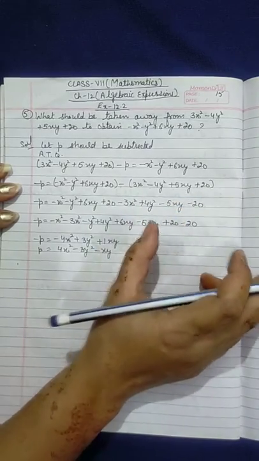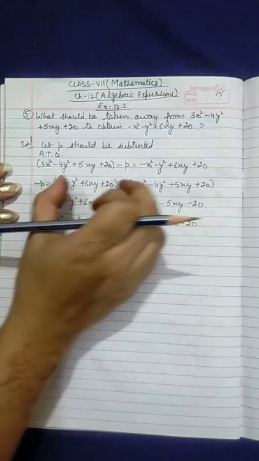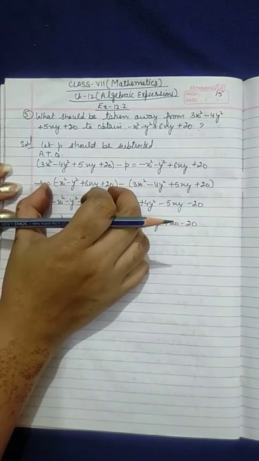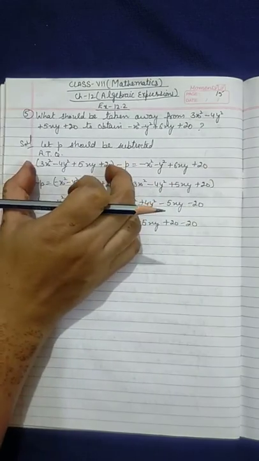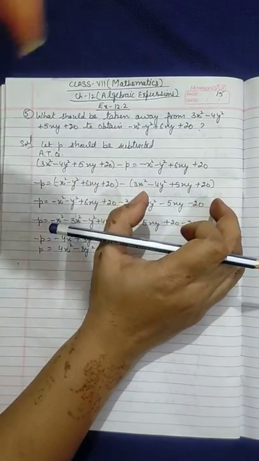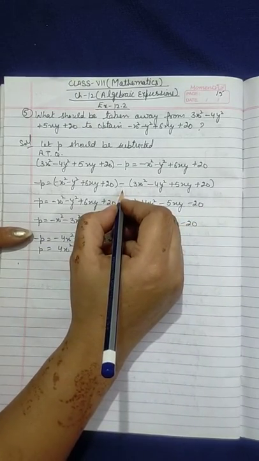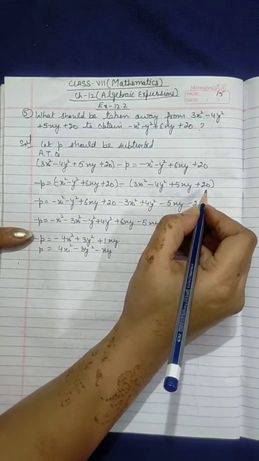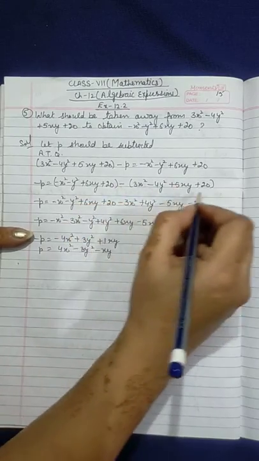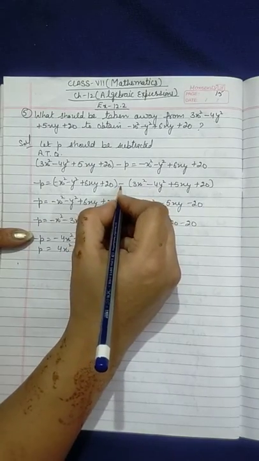And just remember one thing: when you take this expression to the other side, it will always be written at the back of the other expression. It will be in the first place, and we will not change its signs. The signs of this expression will remain the same, and we will change the signs of the expression that changes its side. So now it is minus (3x square minus 4y square plus 5xy plus 20). I am going to change the signs of all the terms inside the bracket, because we have a minus sign outside.